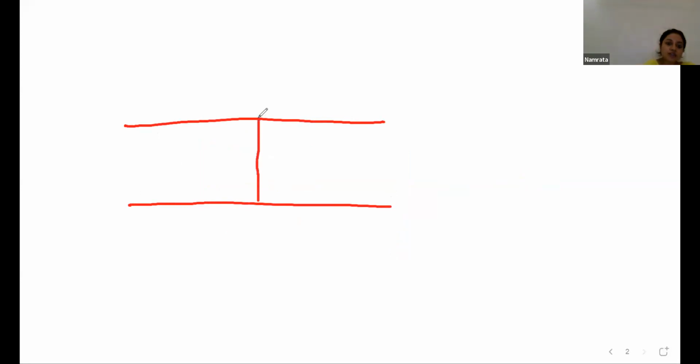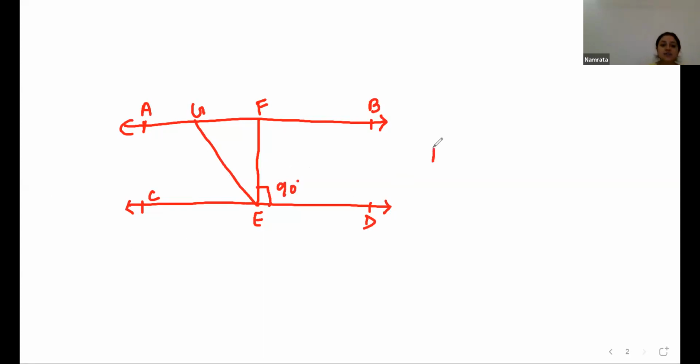So here we have this kind of figure. This is Z, this is E, this is A, here we have B, this is C, this is D. The question says that AB is parallel to CD, so both lines are parallel with each other. What else does the question say? It says that EF is perpendicular to CD. As we can see, EF is already perpendicular, and this 90 degrees is shown here. Now angle GED is given as 126 degrees. Find angle AGE.